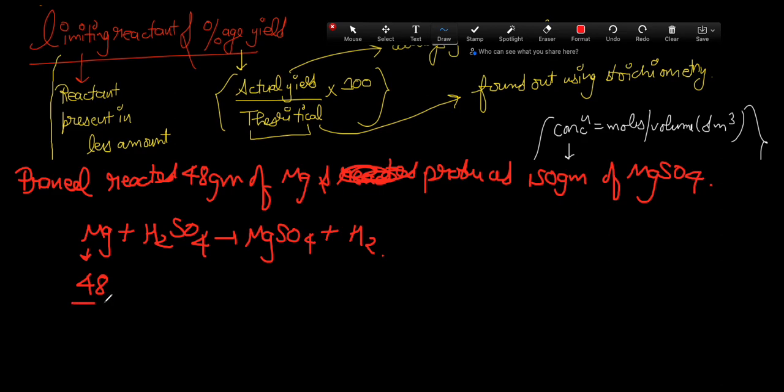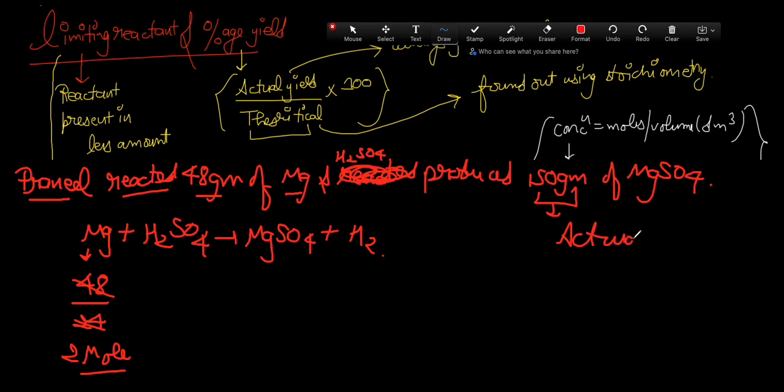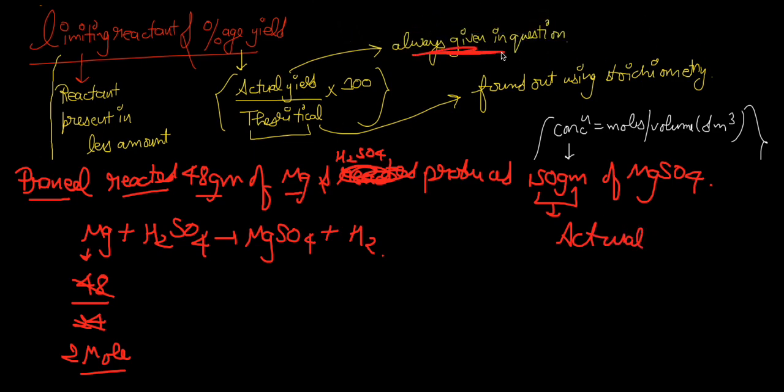Mg is 48 grams. So we'll do given mass by atomic mass of Mg, which is 24. You'll be getting 2 moles. Also, this equation is balanced, so no need to balance it. And see, now clearly they're saying Praneel reacted this much grams of Mg with H2SO4 and produced 150 grams of MgSO4. So this is produced. So this is the actual yield I was talking about. Actual yield will always be given in the question. Yield means produce, the amount of product formed.